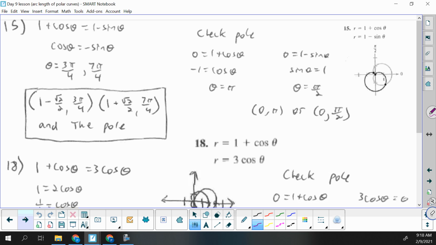Number 15, set them equal and solve. Sine and cos are the negation of one another when you have a 45-degree reference angle in the second or the fourth quadrant. So that's where we get 3 pi over 4 and 7 pi over 4 from. Sub back in to get the r value for each of those. And again, you might have been able to just tell from the picture that it was going to cross the pole, or you could have set them each equal to 0 and saw that there's a value when r would be 0.